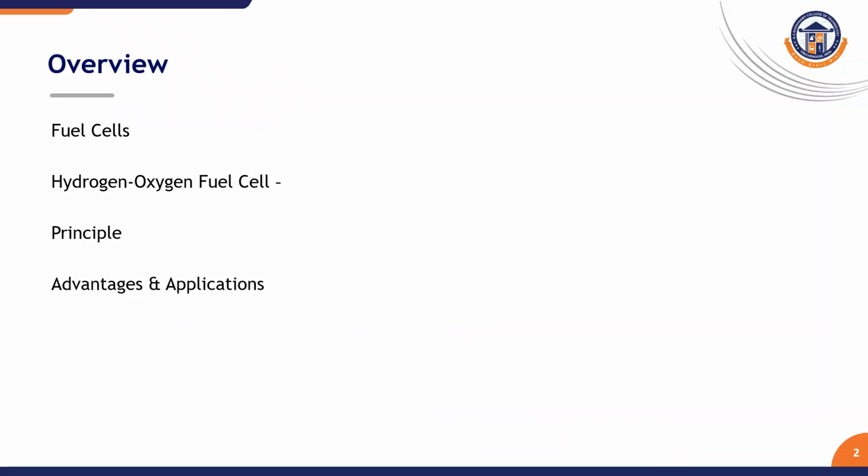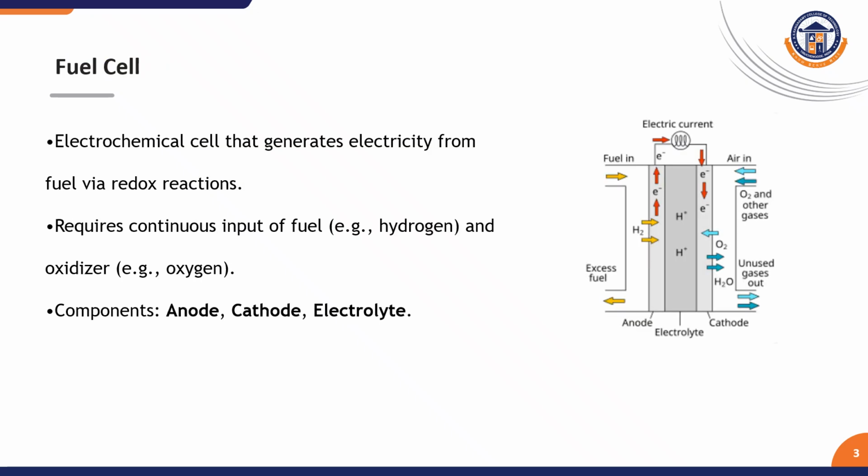Today we are going to see about the topic fuel cells. So what are fuel cells and what is a hydrogen oxygen fuel cell? Principle, advantages and applications. First you should know what a fuel cell is. It is an electrochemical cell that generates electricity from fuel via redox reactions. What is a redox reaction? Reduction as well as oxidation takes place. Both reactions take place in a particular reaction that we call a redox reaction.